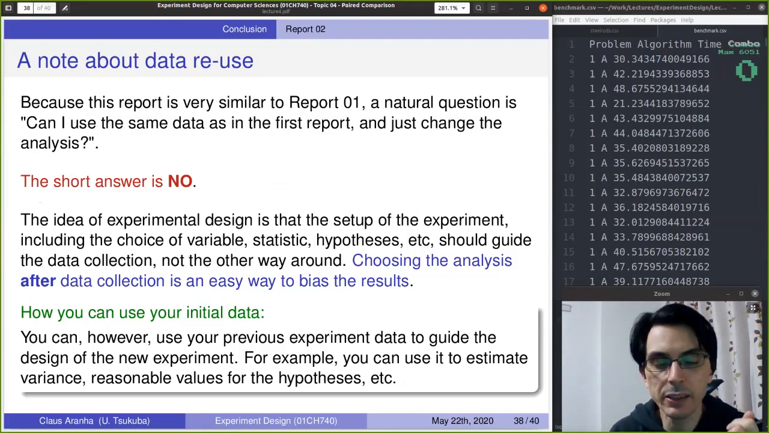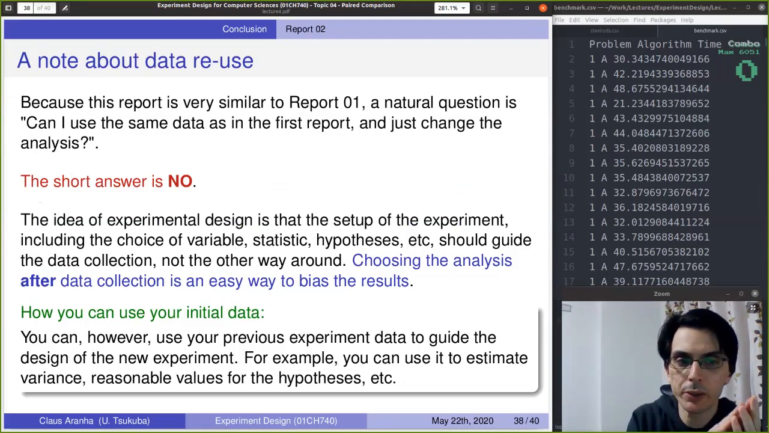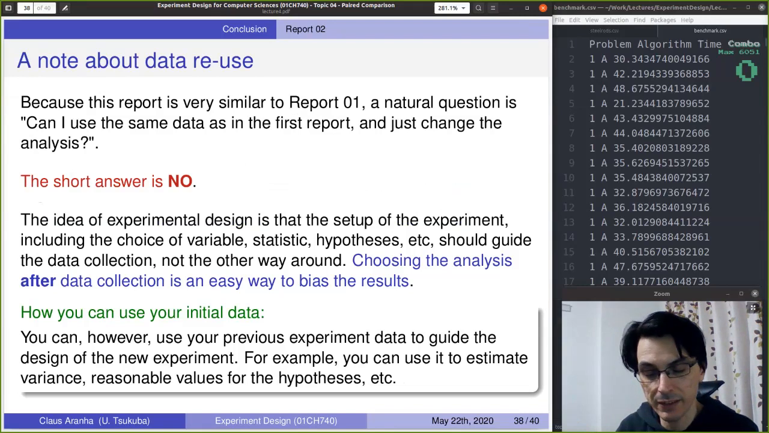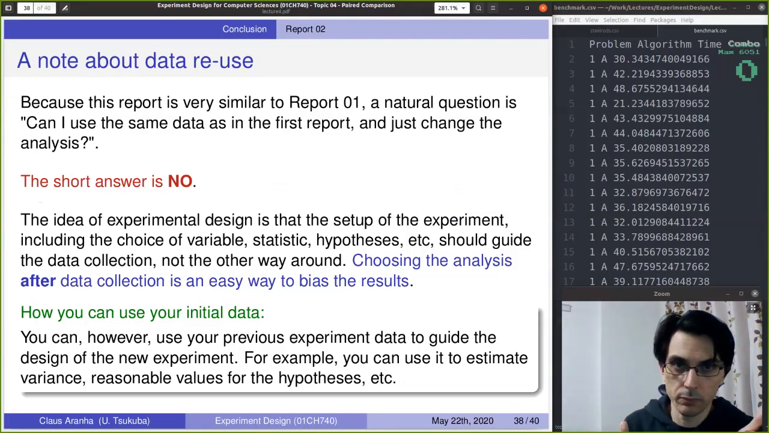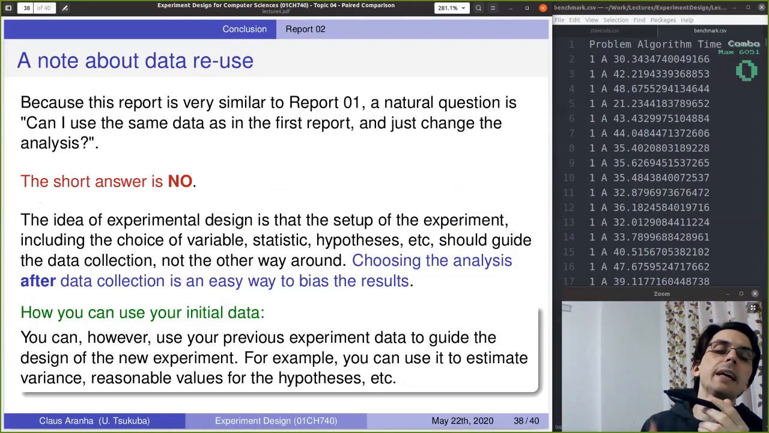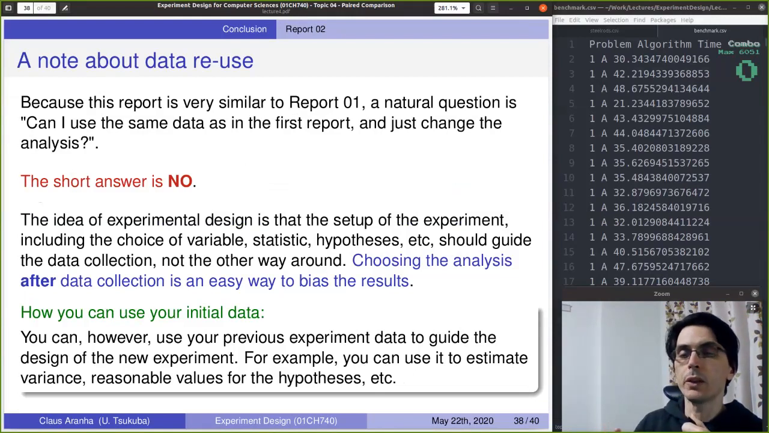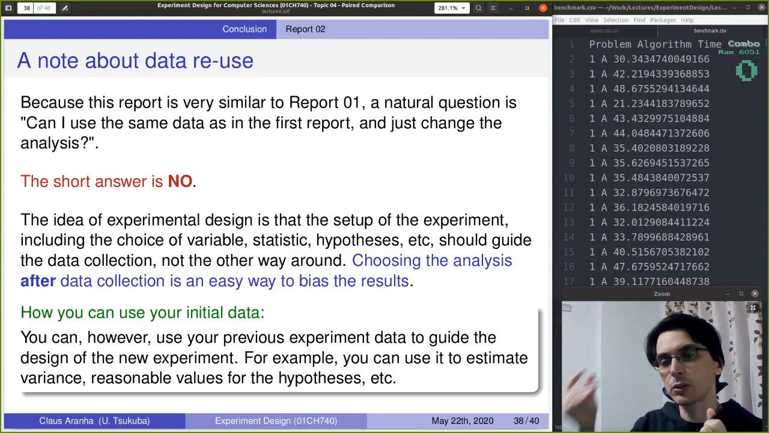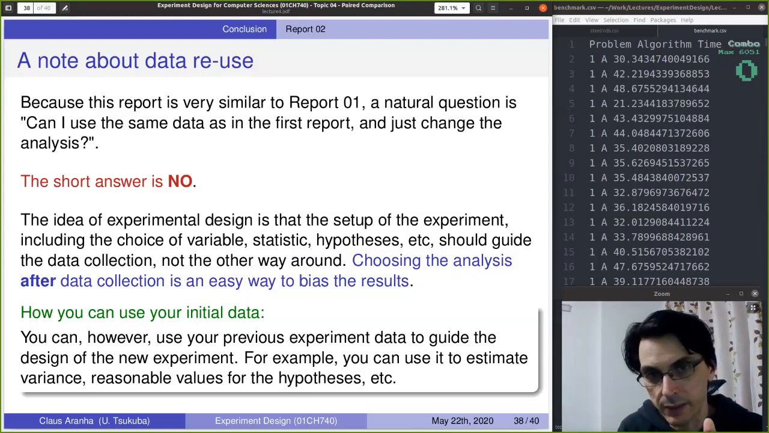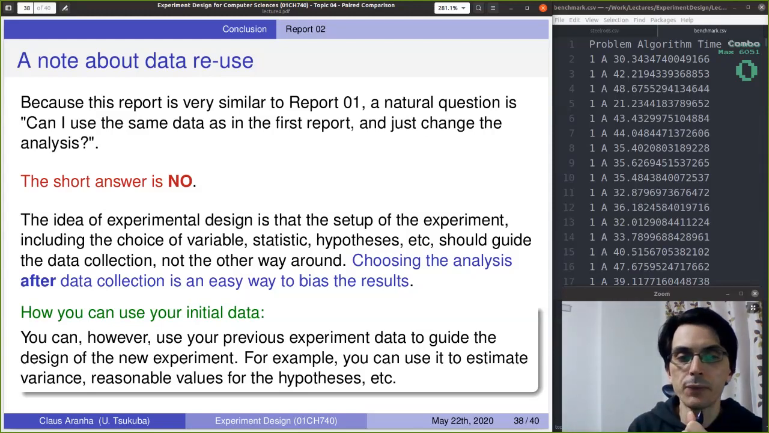Now, one question that is very natural is, okay, because this report is very similar to report one, can I just get the data from report one and do a hypothesis test? And the answer is no, okay? And there's a very good reason for that. The idea of experimental design is that the setup of the experiment must be done following the idea of what you're going to produce later. So, for instance, before you do the experiment, you need to choose the variable, you need to choose the statistic, you need to choose alpha, you need to choose beta, you need to choose your hypothesis, okay? So by choosing all of these, you can do the data collection and you can select the experiment.